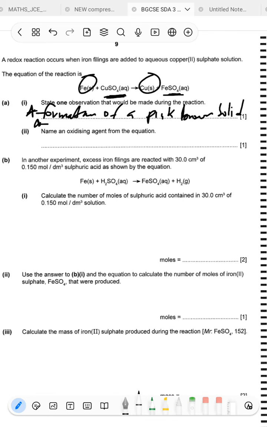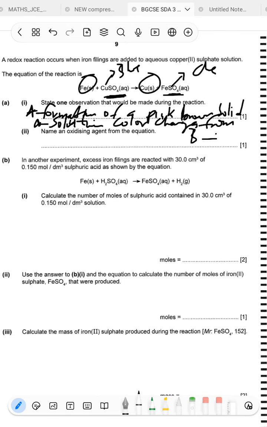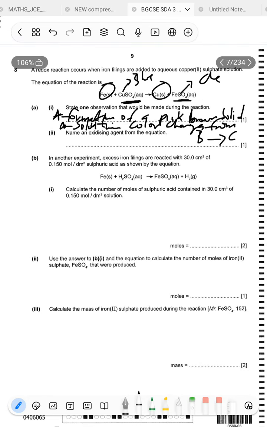Then the next one is going to be the color. Remember, copper 2 sulfate is blue in color, whereas this guy is going to be clear in color. So our reaction solution, or just the solution, color changes from what to what? From blue to clear or colorless. Okay, clear or colorless. I'm running out of space there, so I had to borrow this area here.